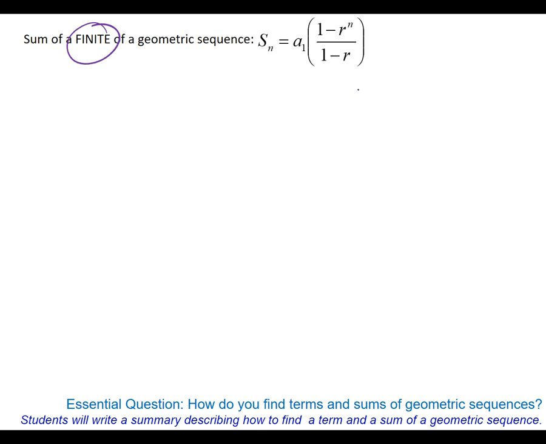This one I think is probably a little harder to memorize. Not that I wouldn't try, but if you can remember the other four, this would be the leftover one. Okay? Alright. So S sub n is the sum of the first n terms, just like it was for arithmetic.